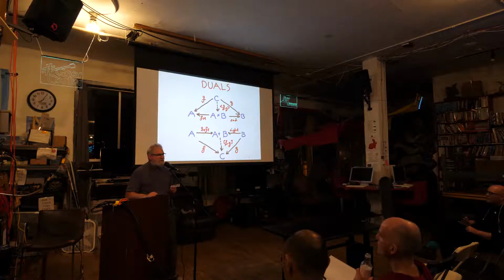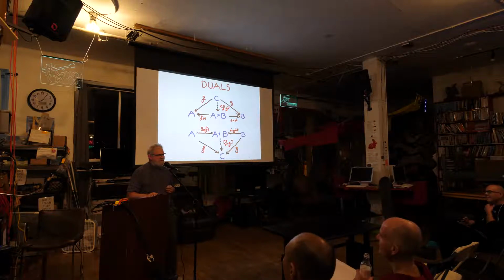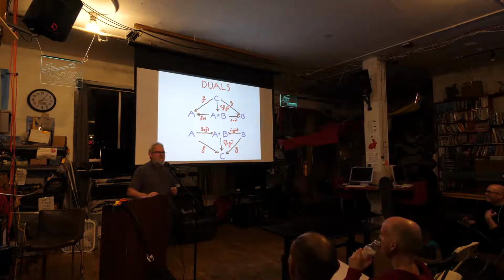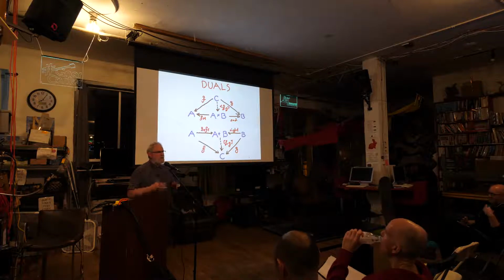Category theory joke. What does a category theorist call a cocoa nut? A nut. Very good. The dual of a nut is a nut.